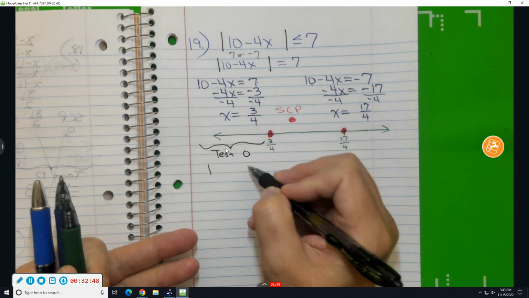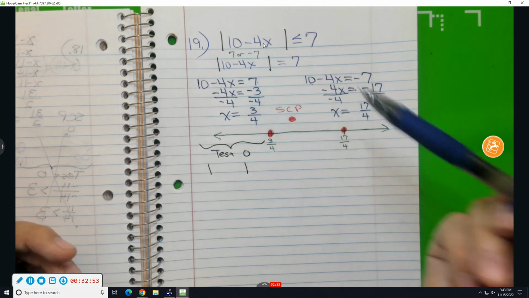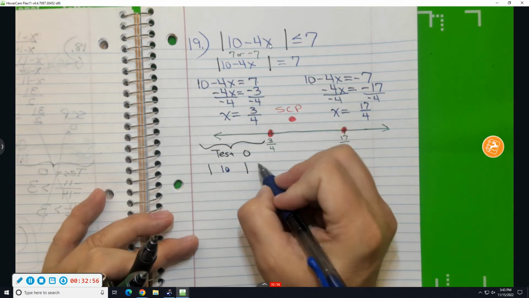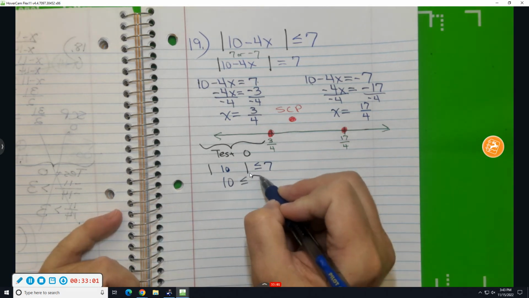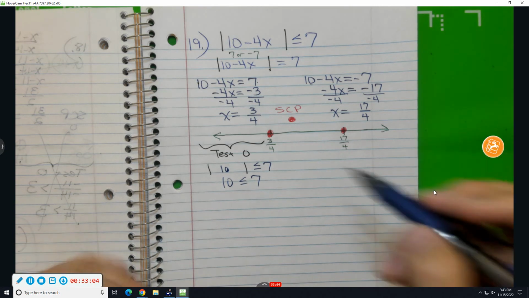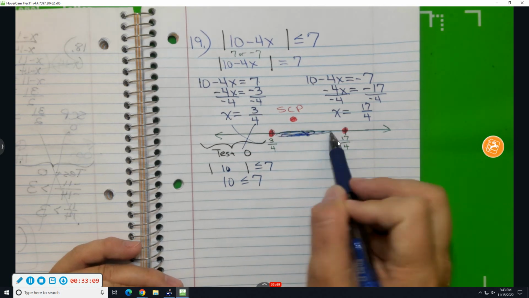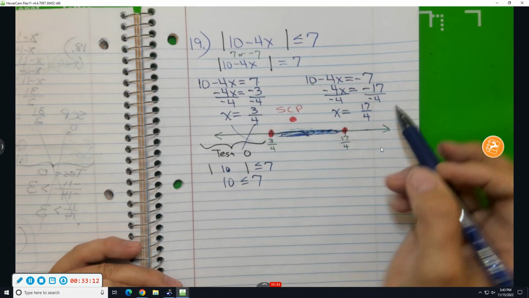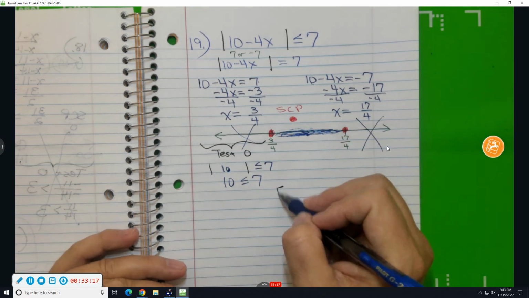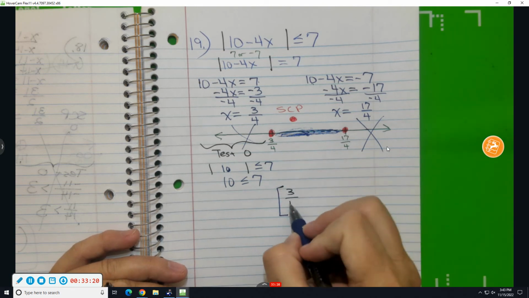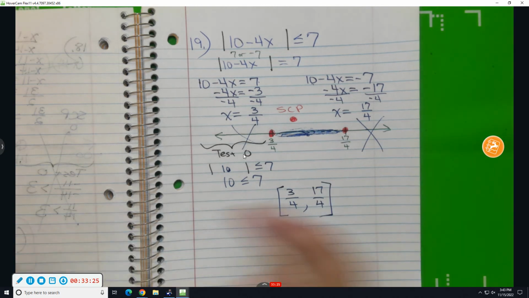That says the absolute value of 10 minus 4 times 0. So the absolute value of 10 is less than 7. The absolute value of 10 is 10. Is 10 smaller than 7? No. So cross that out, which means here has to be shaded, and here. No. So we have a bracket, 3/4, comma, 17/4, right bracket.